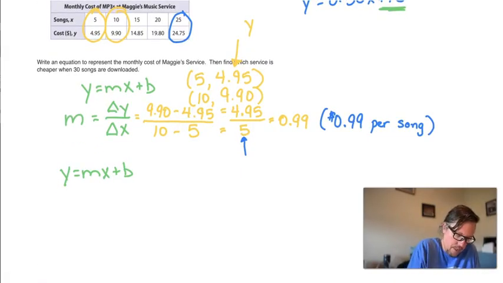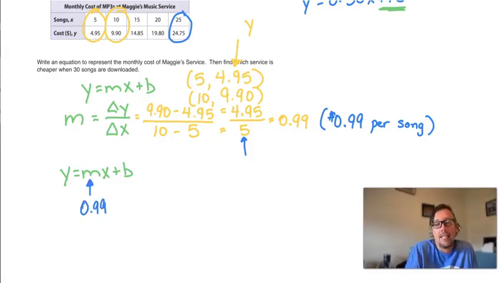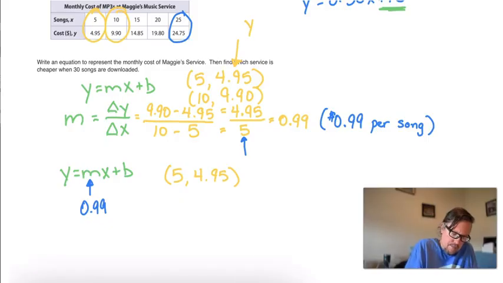So we'll do 0.99 for the m. And then we need an x and a y to substitute so that we can solve for b. And again, we can use any x and y we want. So let's use our smallest one, 5 and 4.95. So let's use yellow for the x, and let's go ahead and use red for the y.